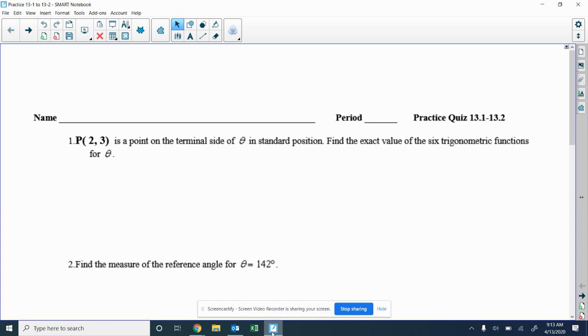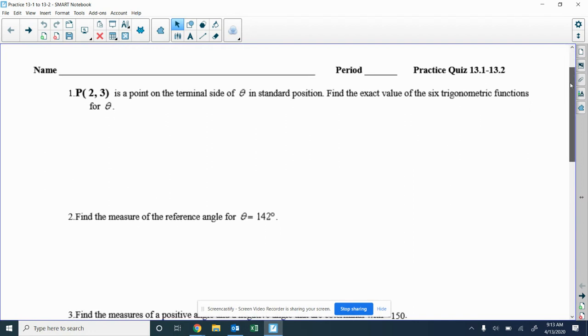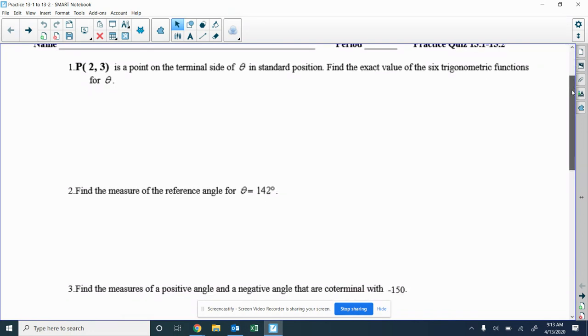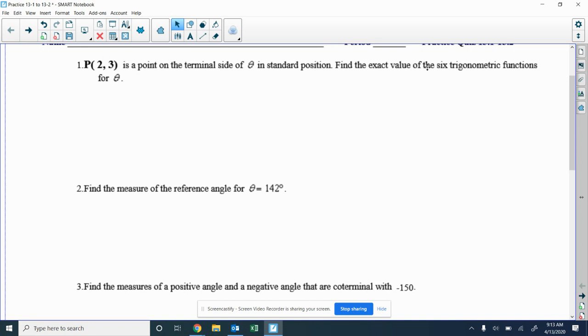Okay, today we're going to go over this practice quiz, and it is 13-1, 13-2. Hopefully you've been doing your homework. This is the point 2, 3. So we're going to find just the three main trig values here. We're not going to find them all. We're just going to find three, which would be sine, cosine, and tangent. That's all you need to do on a quiz too.